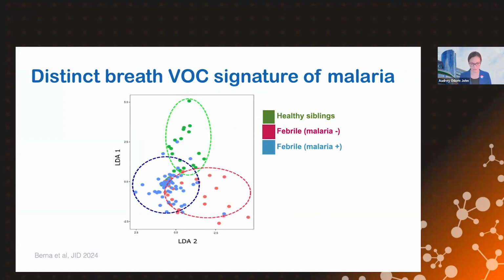You can clearly see the difference between healthy and sick, which is what really highlights how important it is to have this febrile malaria negative control group. Otherwise, you would really have interpreted all of this as being due to malaria. And you can see how tightly our malaria positive children cluster. So obviously the malaria negative children have a wide variety of different infectious and non-infectious inflammatory conditions, whereas the children who have malaria generally cluster much more tightly. And so that really, again, gives us confidence that what we're seeing is a VOC signature that is really quite specific to malaria.